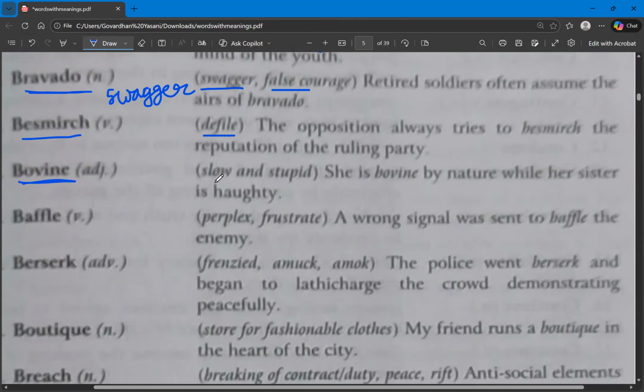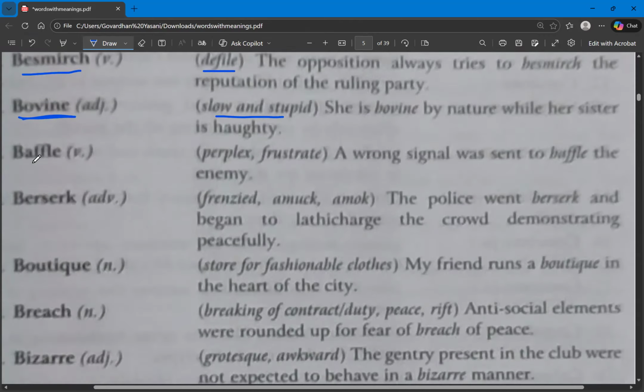And the next one, bovine. Bovine means someone who is slow and stupid. And the next one, baffle. Baffle means something that is confusing, perplexed, frustrating, nonplussed, flummoxed. These are the synonyms for the word baffle.